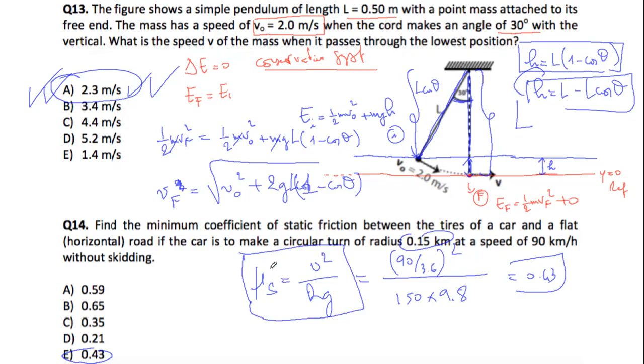In some problems, I will give you mu s, and I'll ask you what's the maximum speed to negotiate the curve without slipping. So you can get the maximum speed. You say v max will be the square root of mu s rg. Sometimes I will ask you what will be the minimum radius, or the radius without slipping. Of course, if I give you mu s and the maximum speed, I will ask you the radius.